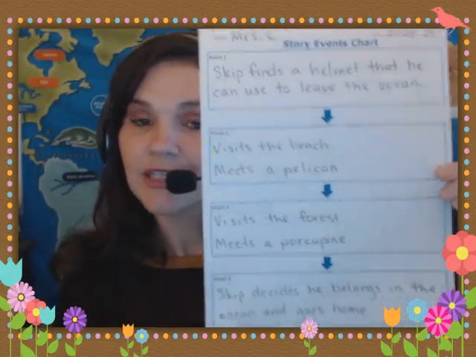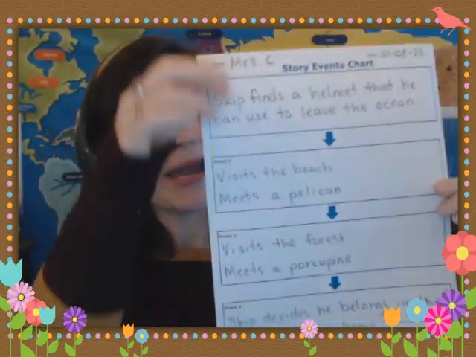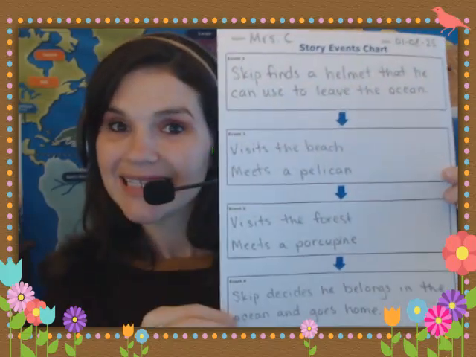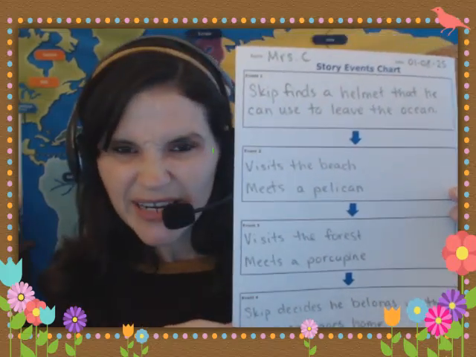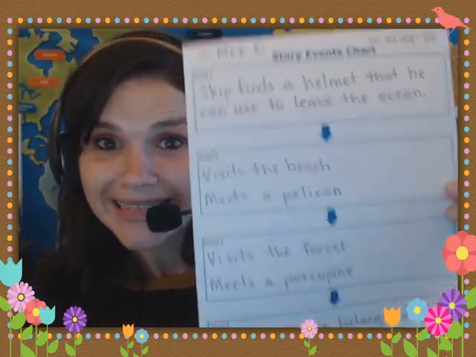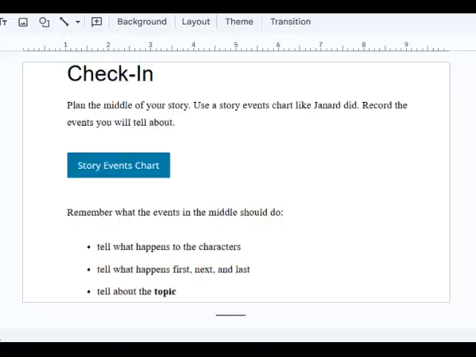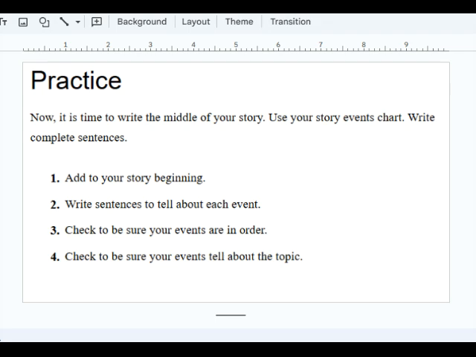So this is my story events chart. This is not a paper, right? I don't have all of these incomplete sentences. They don't make a lot of sense written out like this, but these are all of my ideas that I'm going to write down in my personal narrative. All right. Actually, this isn't a personal narrative, is it? It's Skip's personal narrative. It's not about me.